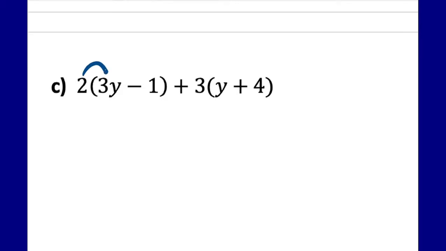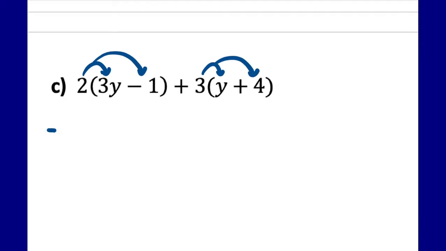So this 2, I need to multiply to the 3y and to the negative 1. It doesn't touch any of the other brackets because that 2 is not attached to it. So I don't multiply anything outside of that bracket by 2, only the terms inside. So that means the 3 is only multiplied to the y and to the 4.